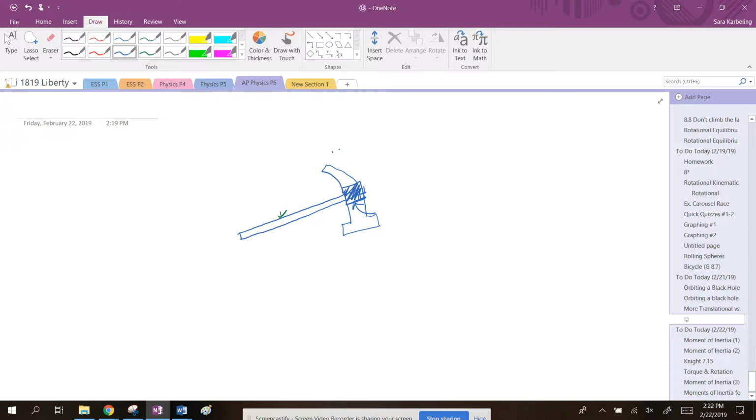So back to whatever reality we're in right now. Tell me about where the center of mass of this hammer is.